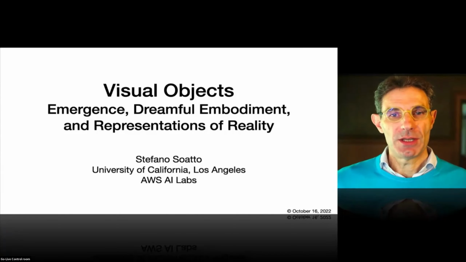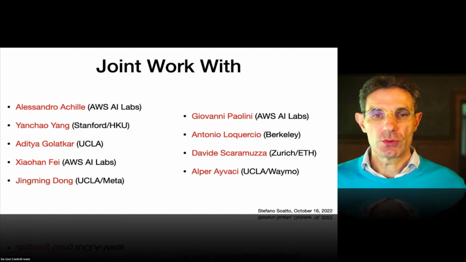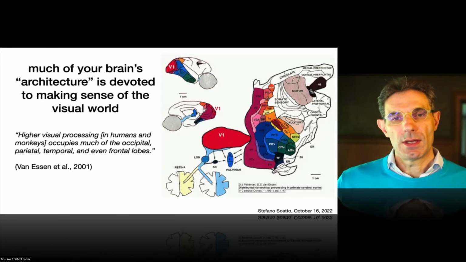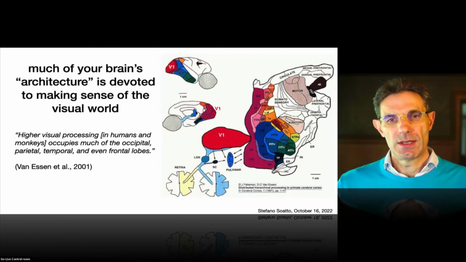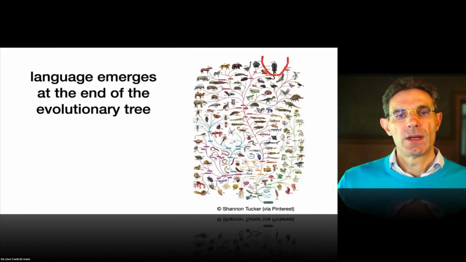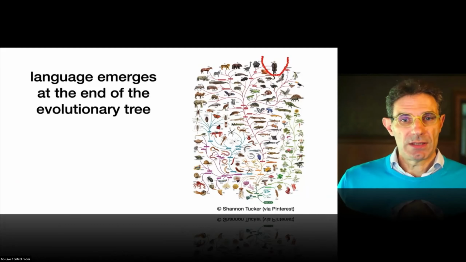Hi, I'm here to talk about visual objects, their emergence and representation. Before I do so, I'd like to acknowledge my collaborators whose work I will connect through the arc of this talk. Now, when thinking about visual objects, we think of pieces of an image we give names to. And as a reminder, while much of your brain is devoted to processing visual information, about half of your cortex if you're a macaque monkey is shown here in color, language emerged very late in the evolutionary tree. Does it mean that visual objects are a concept restricted to humans?